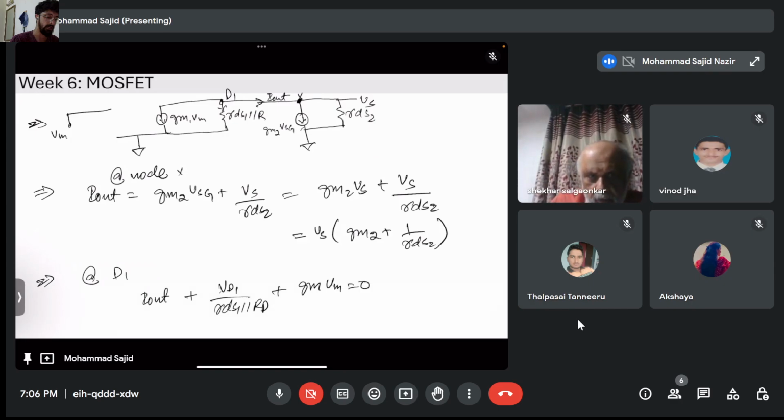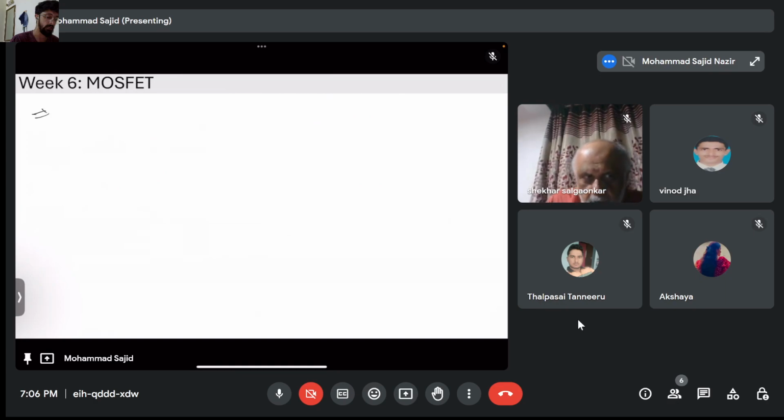GM is also. You can see that VD1 is VS, so I could have directly written VS. Okay, so just directly write it, because it is again a repetitive analysis. So this is now easy for you, I hope. Just quickly write it here.